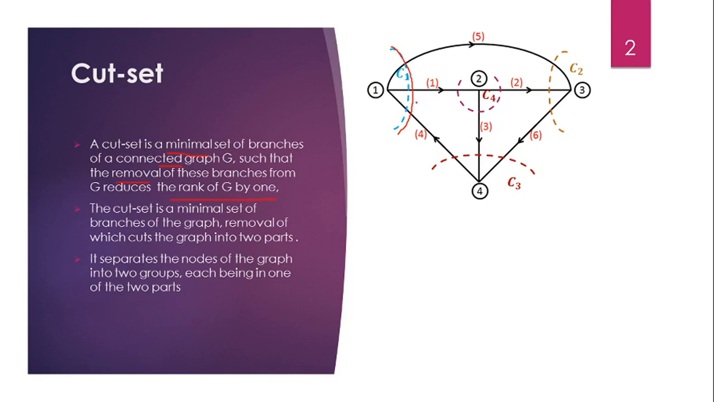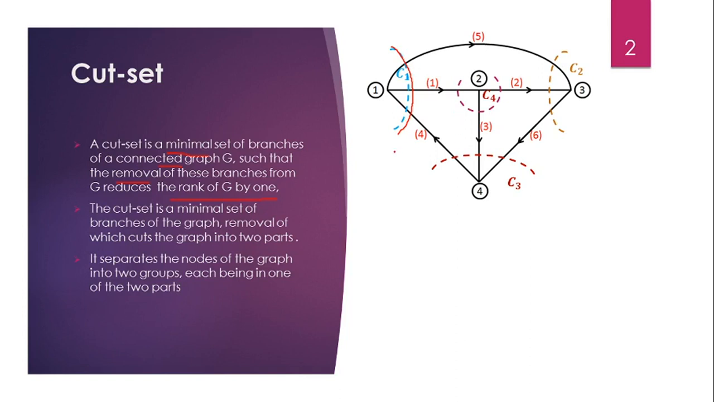So if we say that we are going for cut C1, it will have the branches 1, 4 and 5. So the minimal set of branches is 1, 4 and 5. When you cut these branches, we have to remove them. That is the meaning of cut. When we cut the branches, we remove those branches from the graph.